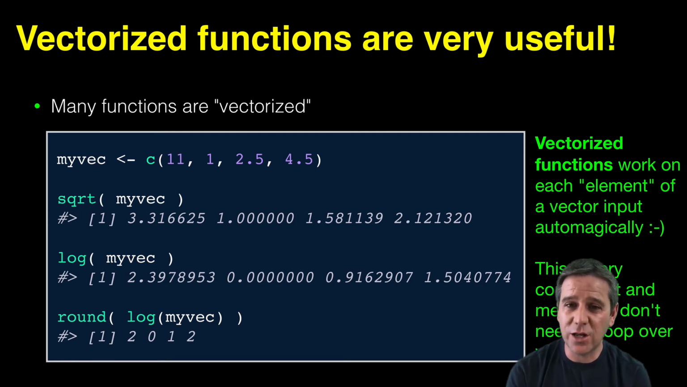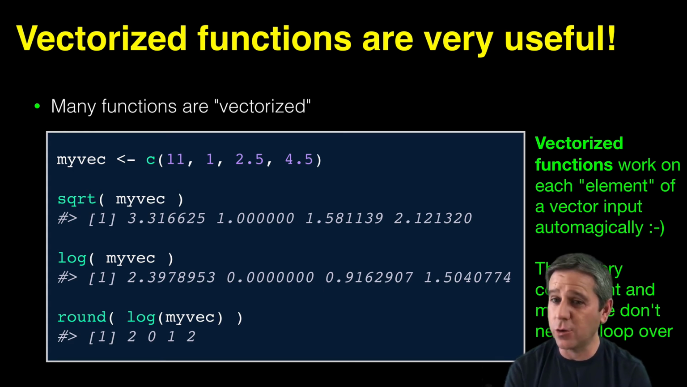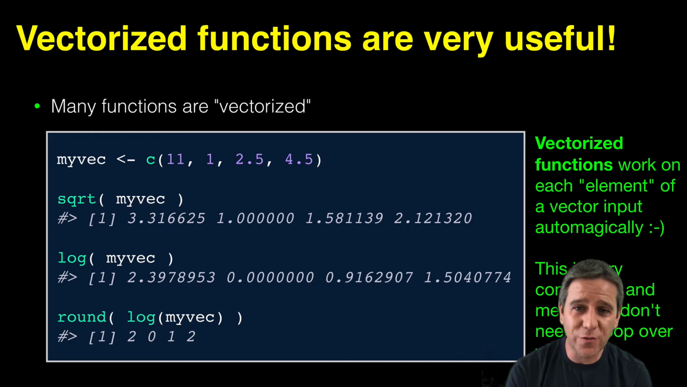You see here in each case there are 4 answers corresponding to the 4 elements, whether it's the square root of each of those elements in the first one, or the natural logarithm as in the next example, or in the final example here I'm taking that natural logarithm and passing those 4 answers to the round function just to round them to the nearest whole number.